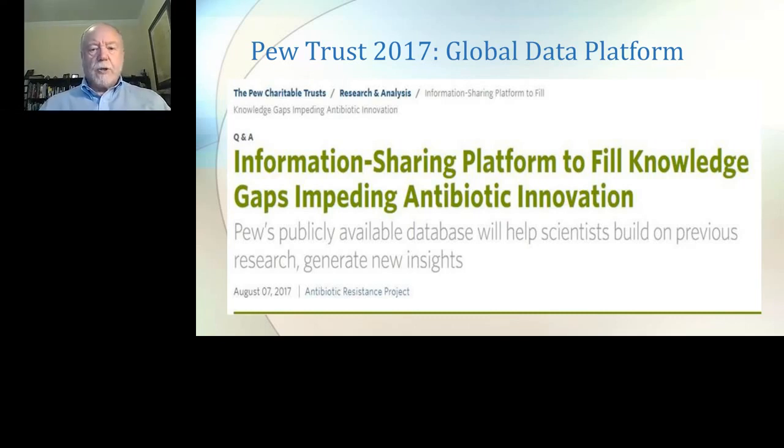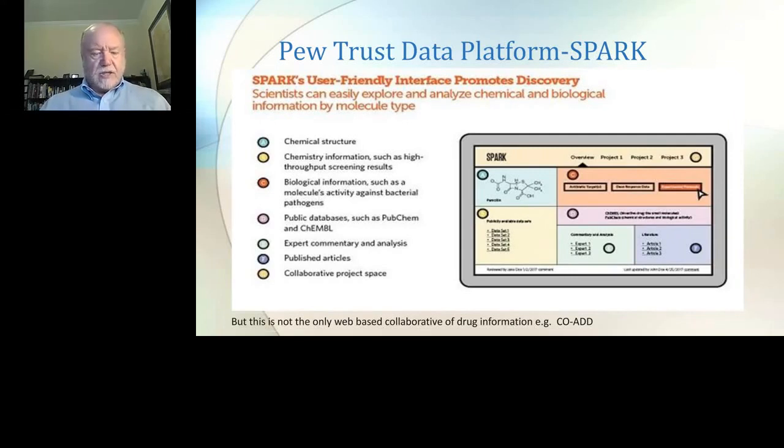So that's the Pew Trust approach to this challenge, and this is what their website looks like. It's called Spark, and it's pretty user-friendly. Even I can use it. And what it does, you can see there, it looks at the chemical structure, provides an array of different chemistry information, such as any HTS results that were put through. And HTS was very much in vogue in the 1980s and 90s. It's not quite so in vogue nowadays. We have different approaches, but there is a huge amount of information there.